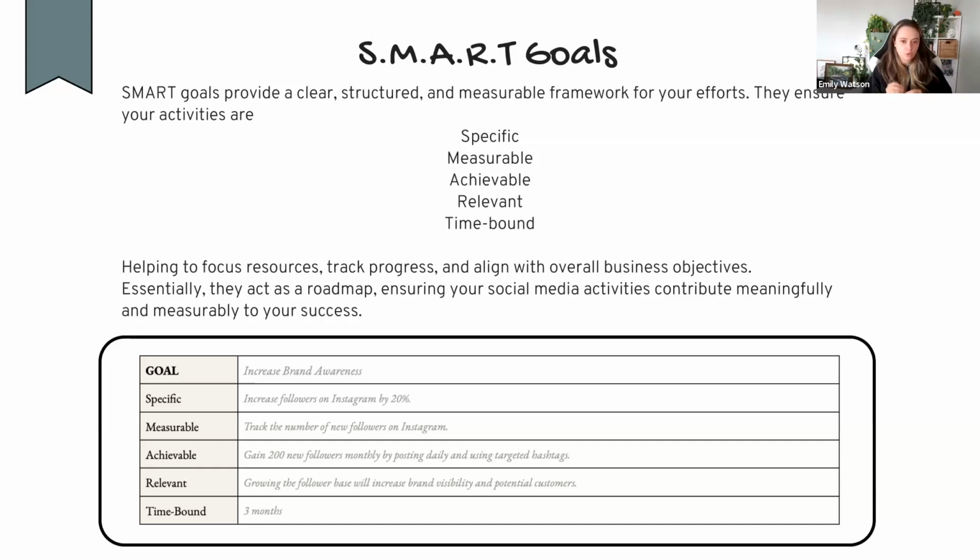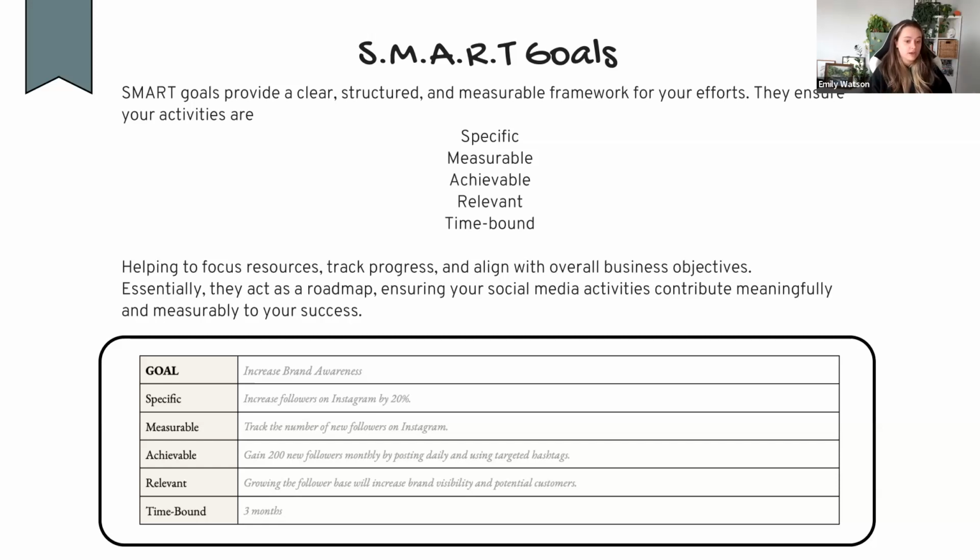So with each goal, and you can break this down however you like, you can get really, really specific and break down these goals per platform. Or if you want to keep it high level, you can just go based off the goals that you've previously done. So let's say one of your goals is to increase your brand awareness. Okay, so what's that specifically? So you want to increase followers on Instagram by 20%.